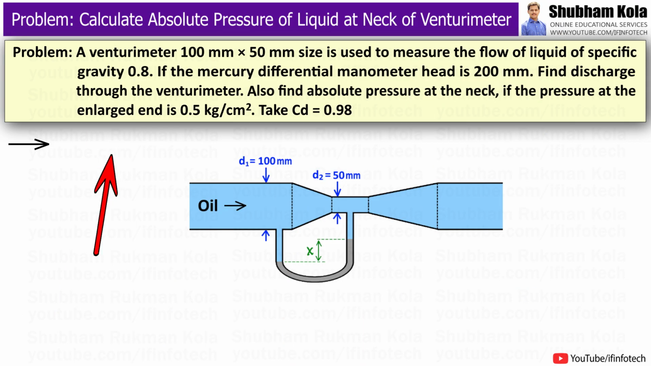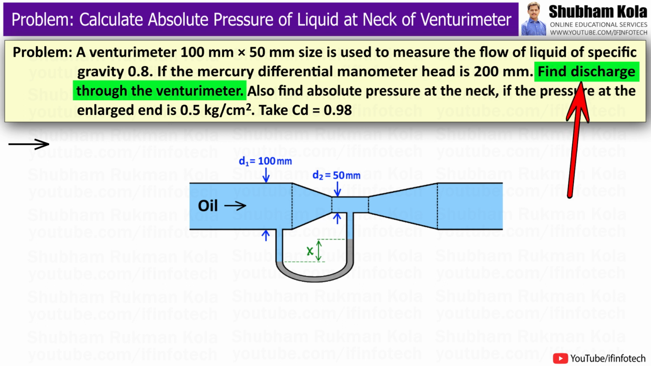In this video, we are going to solve a numerical based on Venturimeter, where we will calculate absolute pressure at the neck of the Venturimeter, and also we will find the discharge of liquid flowing through the Venturimeter.